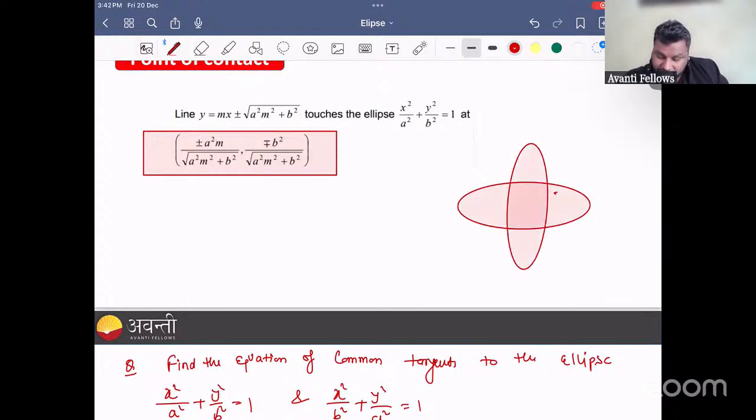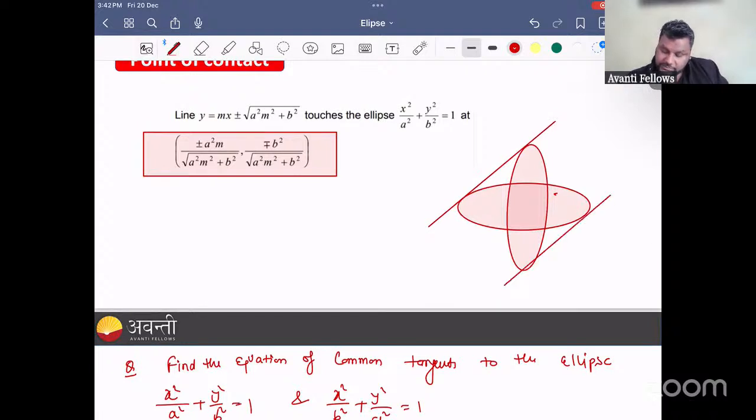You know, one is this one. Other is this one. Then another one is this one. And the last one is like this one. Got it? So this is how we got the equation of 4 common tangents to these two ellipses.